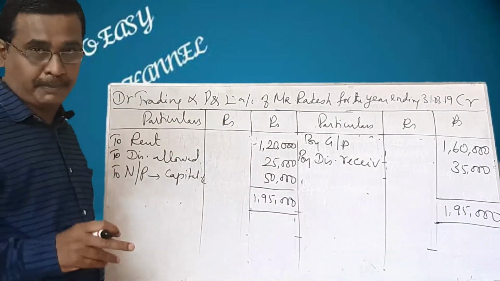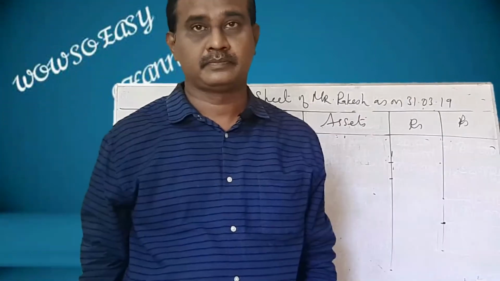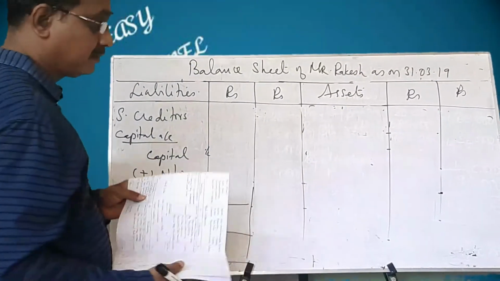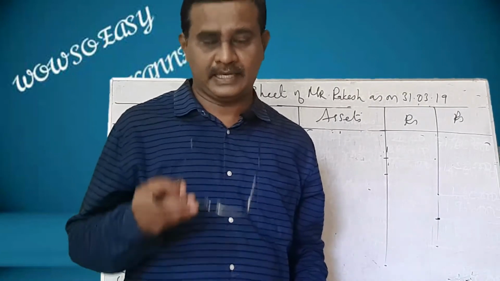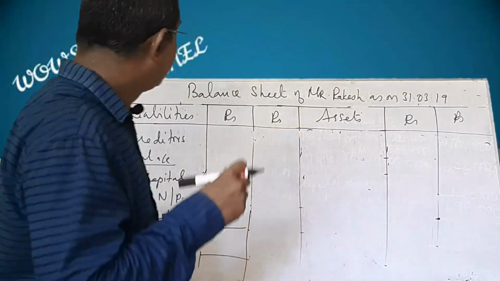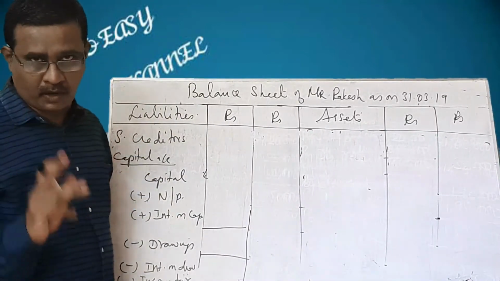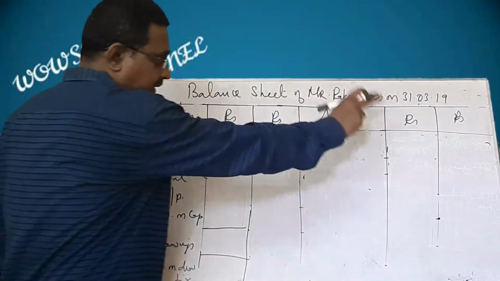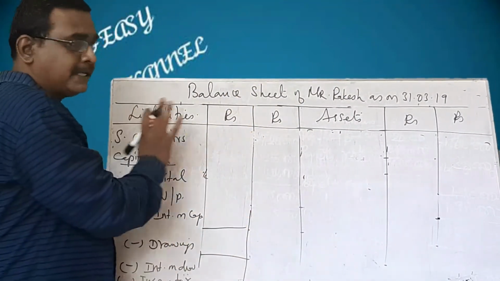Now, let us prepare balance sheet. This is the format of balance sheet. Remember, this is not an account. So, you should not use debit side and credit side. Debtor, creditor, you should not write. And this is the format, liabilities, assets.